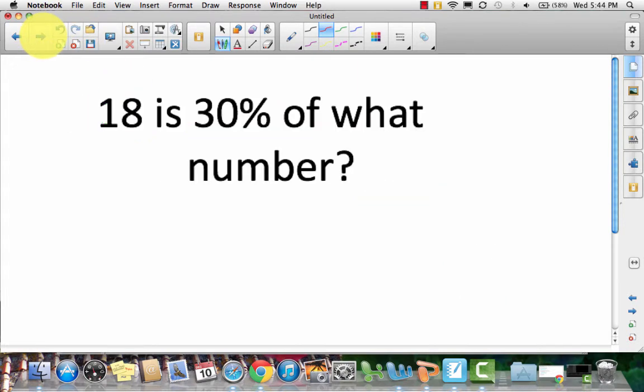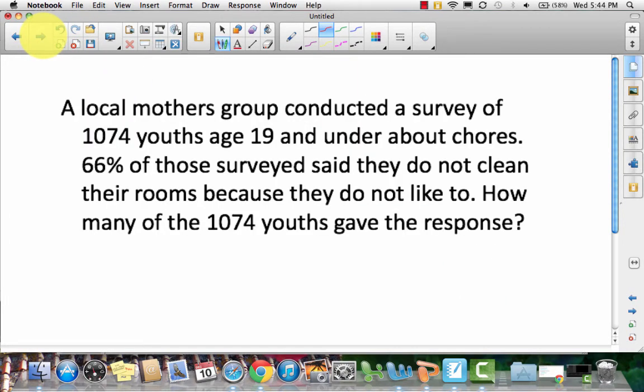I can use these same ideas to solve a word problem. So here we are told that a local mothers group conducted a survey of 1,074 youths aged 19 and under about chores. 66% of those surveyed said they do not clean their rooms because they do not like to. How many of the 1,074 youths gave the response?